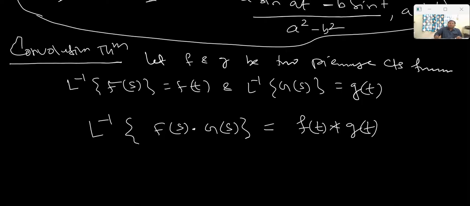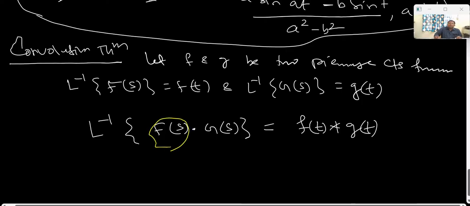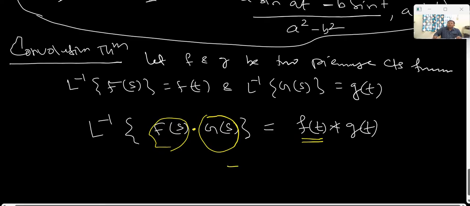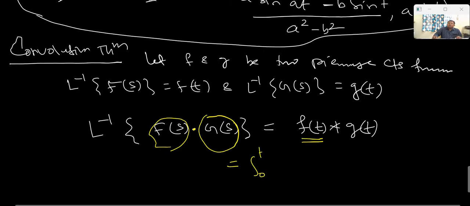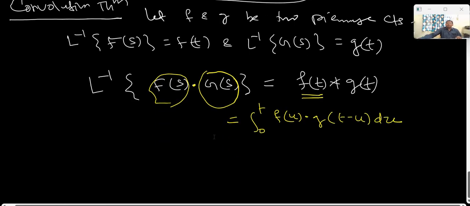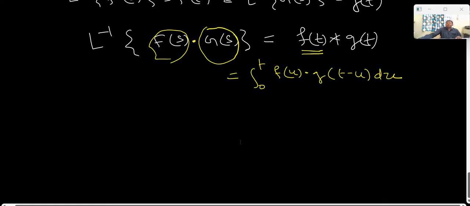So when there is a product, F(s) and G(s) multiplied together, and you find the inverse, then it is individually the Laplace inverse of F convolution Laplace inverse of G. So this is the convolution formula you apply: integral 0 to t f(u) g(t minus u) du, right? Now this convolution theorem is an important tool to find the inverse transformations.